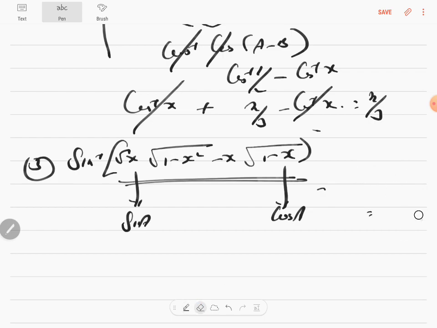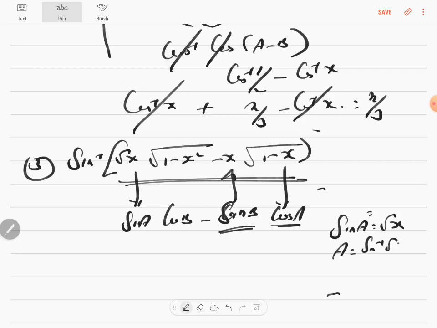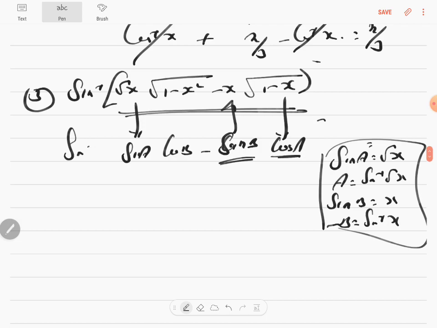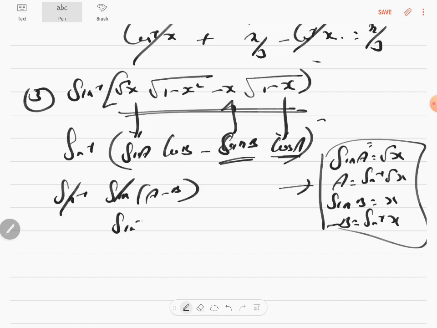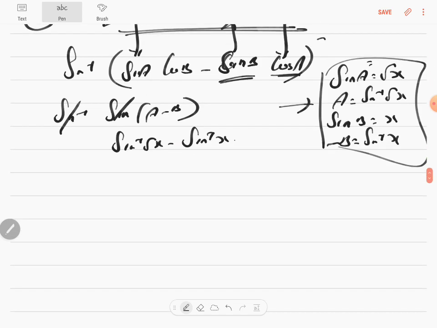Okay, and obviously you want to get a sin, so sin A cos B minus cos A sin B. This is cos A, so therefore this is sin B. Therefore you understand that sin A itself is root x. A is sin inverse of root x, and sin B is x. B is sin inverse of x. Substitution. So thus you get it as sin inverse of sin of A minus B. What does A stand for from here? Sin inverse of root x minus B, which is sin inverse of x. So this is how we can write it in simplest form.